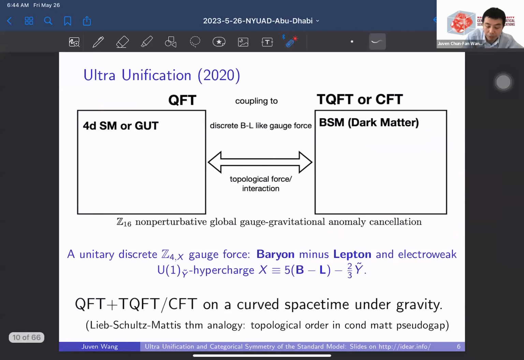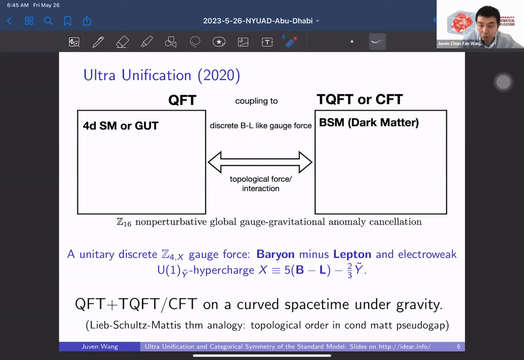Okay, so if you are following me, then the proposal of this Ultra Unification is saying that we have a quantum field theory of the standard model, or even gravity theory sectors, coupled to this topological quantum field theory or conformal field theory sector, which may be part of the beyond standard model sectors or a dark matter sector. And the two sectors now talk to each other through discrete B minus L gauge forces. At the scale of the standard model or below the electroweak scale, this might look like a global symmetry. But these can be gauged at high energy, so there are some discrete gauge forces.